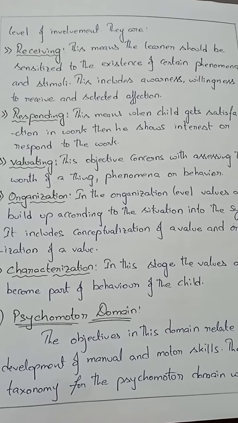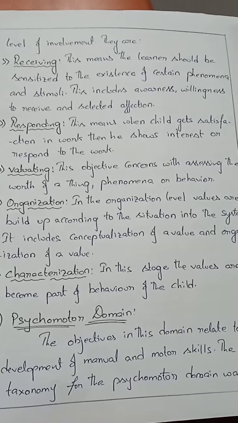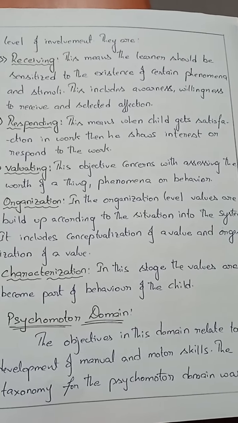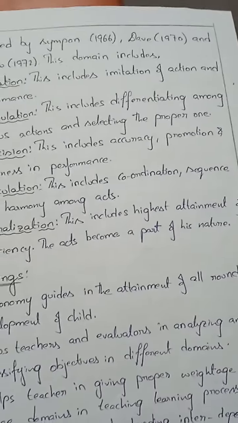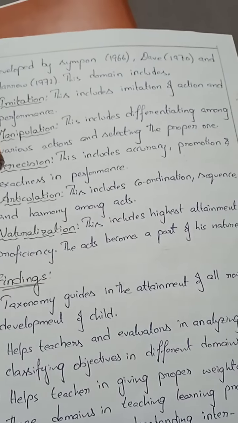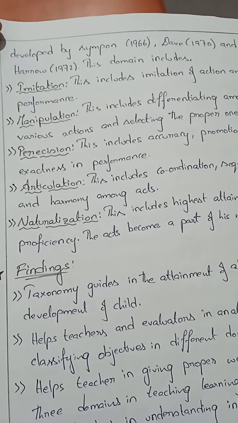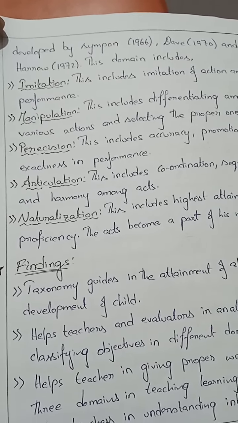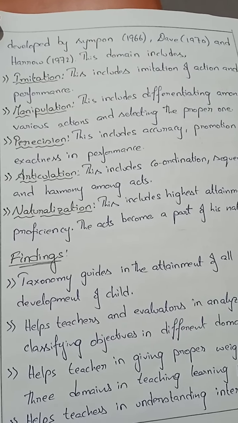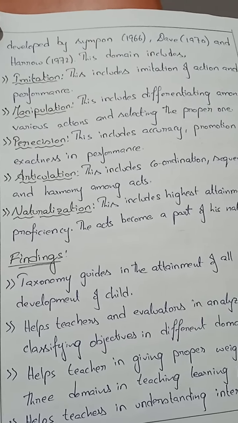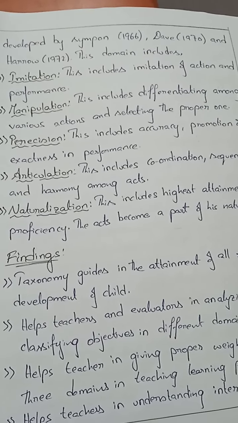And the next domain was psychomotor domain. The objectives in this domain relate to the development of manual and motor skills. The taxonomy for the psychomotor domain was developed by Simpson in 1966, Dave in 1970, and Harrow in 1972. This domain includes imitation. This includes imitation of action and performance. And next, manipulation. This includes differentiating among various actions and selecting the proper one.